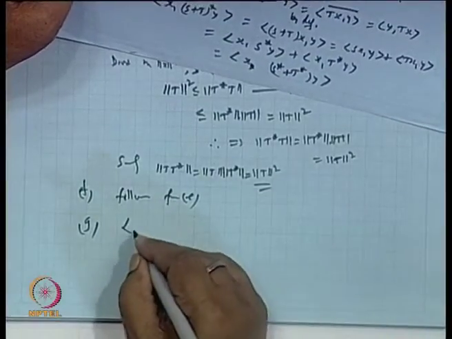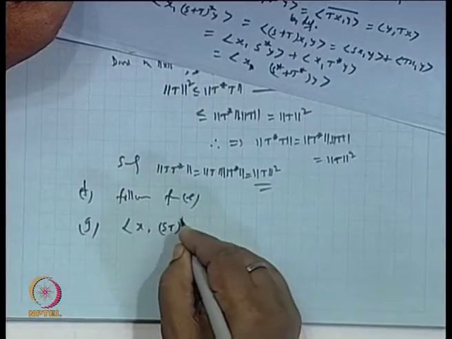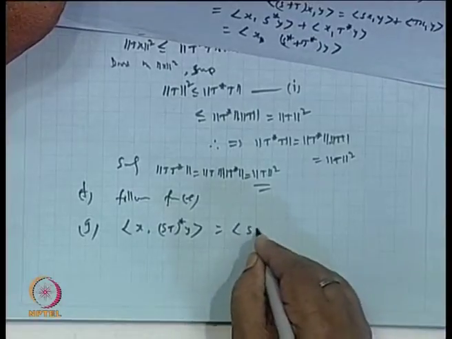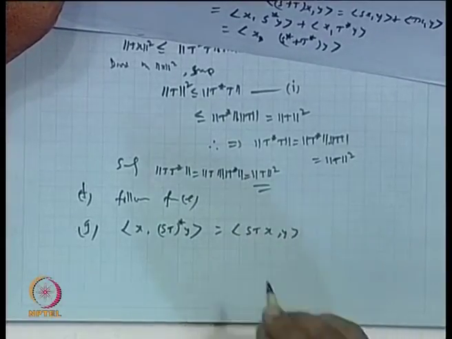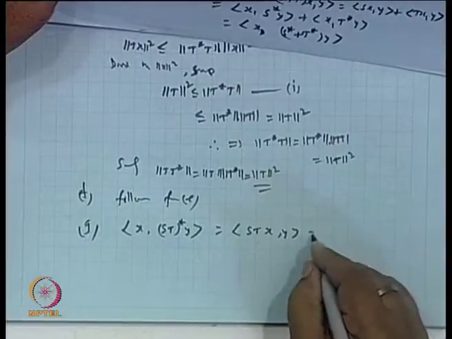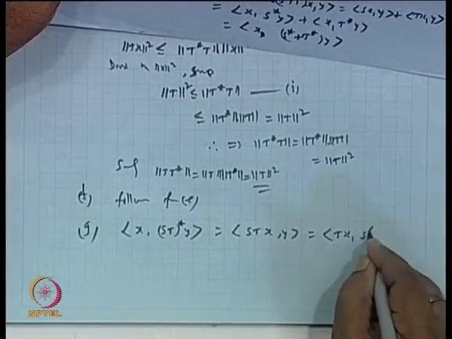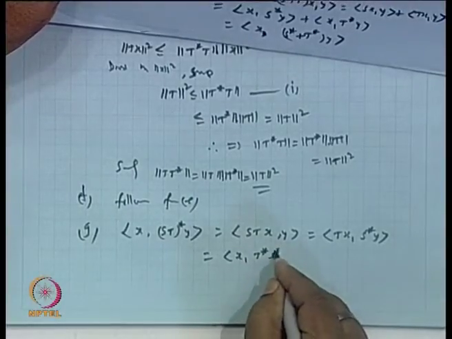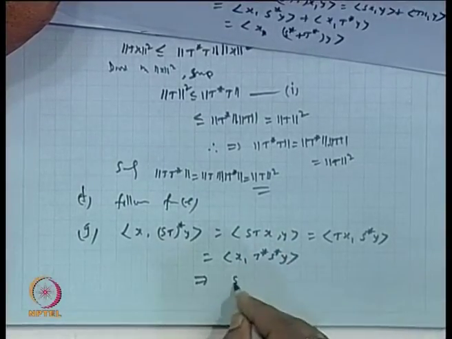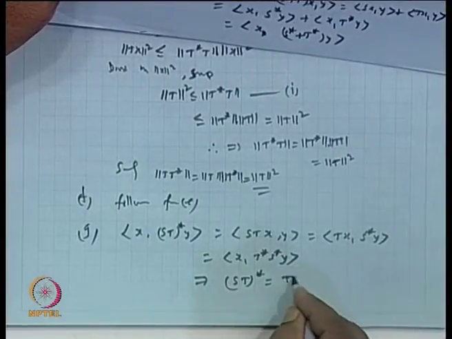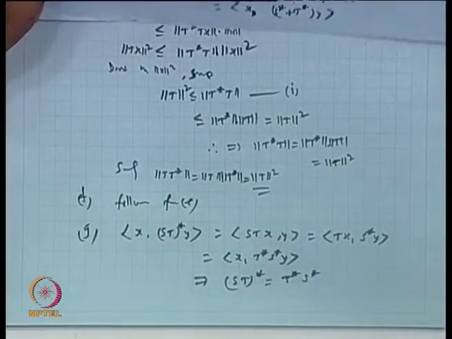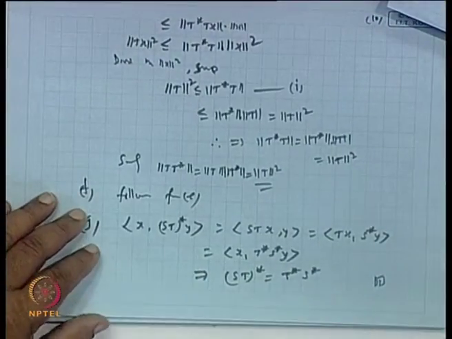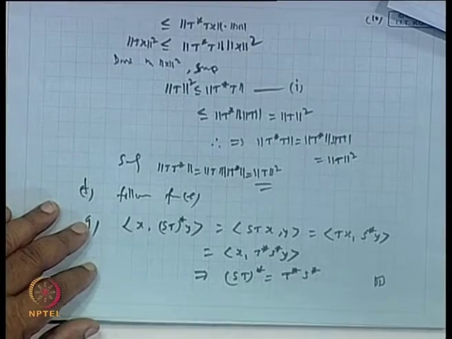So, consider (x, (ST) star y). Now, this will be equal to (STx, y). Now, this is equal to what? (Tx, S star y), which is equal to (x, T star S star y), and this implies (ST) star equals T star S star. So, order reverses, and so this completes this part. Agreed?